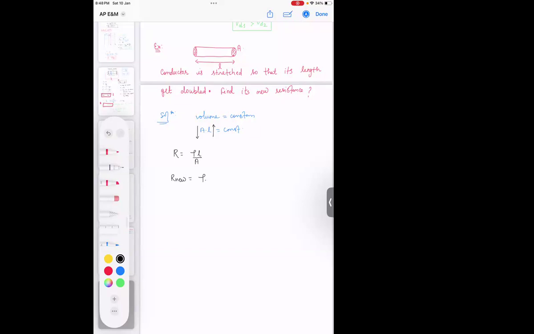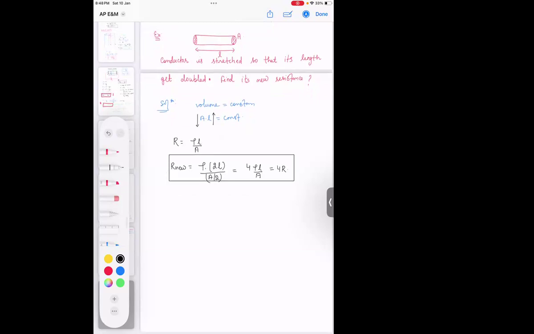Length got doubled. So can I say the new length is 2L? And what is the new area? A by 2. Why so? Because volume is constant. So what did I get here? Am I getting 4 times of rho L by A? So can I say the new resistance becomes 4 times of old resistance? So in this process, the resistance got 4 times.